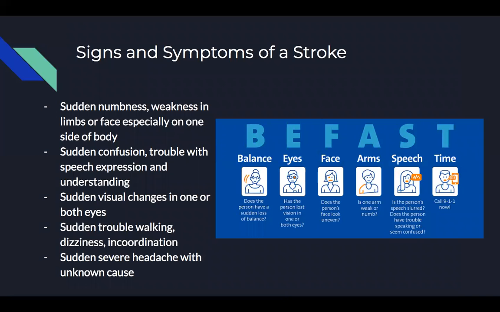Okay, so the signs and symptoms of a stroke. The American Heart Association has this acronym, BE FAST, and this is a way that you can identify if you or someone else is having a stroke. The gist of this, you're going to have some sudden changes like numbness or weakness in the face, especially on one side. You could have sudden confusion, trouble with speech and understanding, even visual changes, trouble walking, dizziness, incoordination, and maybe even a sudden severe headache of unknown cause.